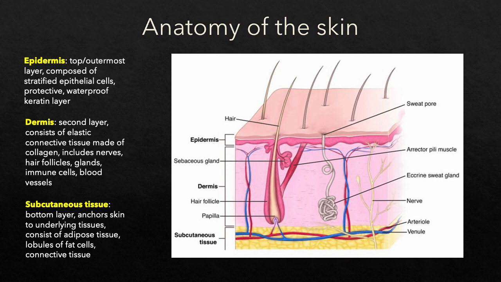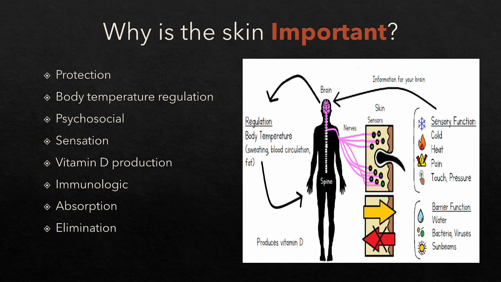And finally, the subcutaneous layer is the bottommost layer, which anchors the skin to the underlying tissues. It consists of adipose tissue, lobules of fat cells, and connective tissue. Now let's look at why the skin is important. Well, it's important because it plays a lot of major functions. Firstly, protection. It's a barrier to microorganisms, UV rays, infection, injury to underlying tissues and organs, and moisture loss.